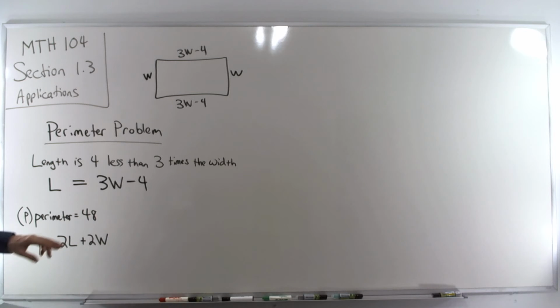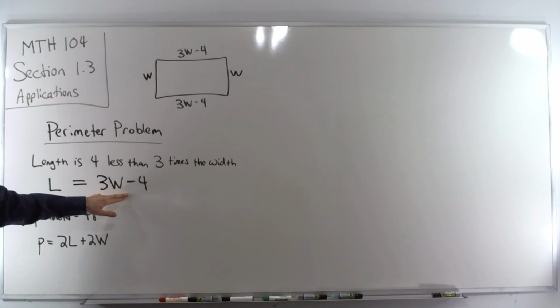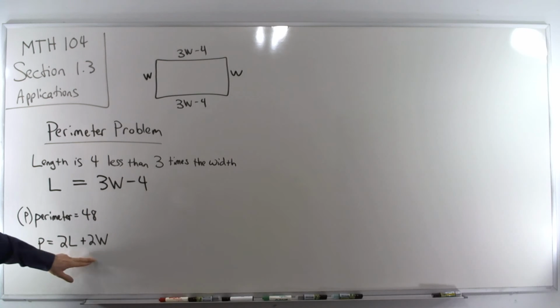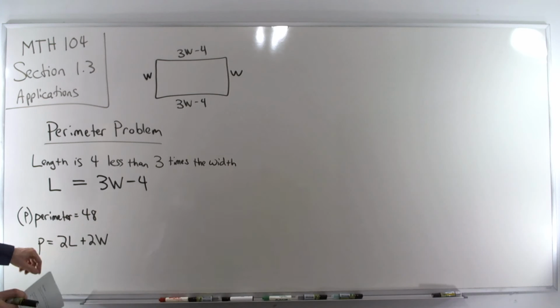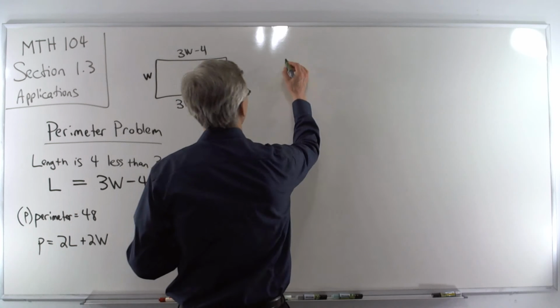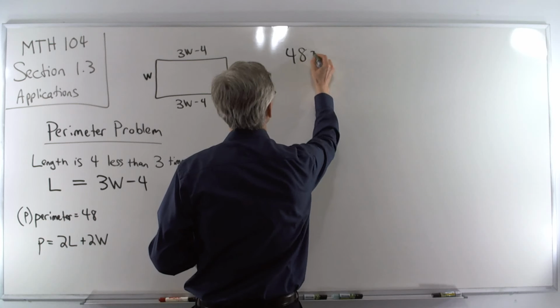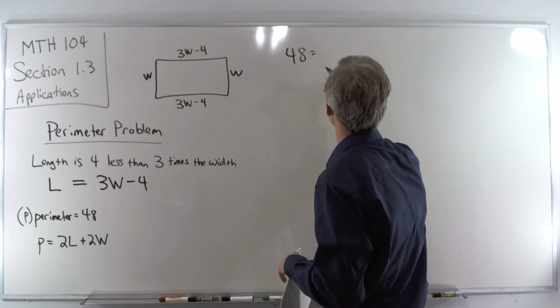Now we're going to use both of these equations together. Because we can't solve either one of these. This equation has 2 variables, so we can't solve it. And this equation has 3 different variables, so we can't solve that one. But we do know some values we can plug in. So the perimeter is given to be 48. So I'm going to plug that in for P. So we've got 48 equals 2L plus 2W.